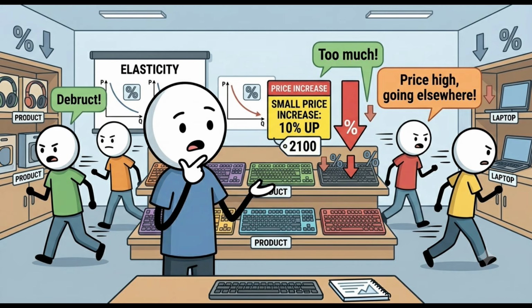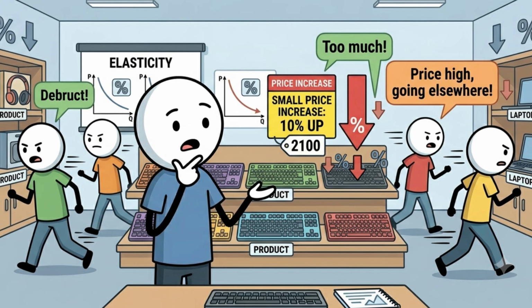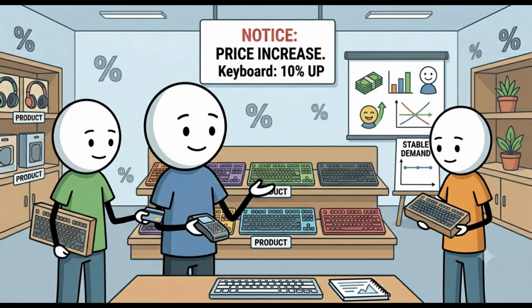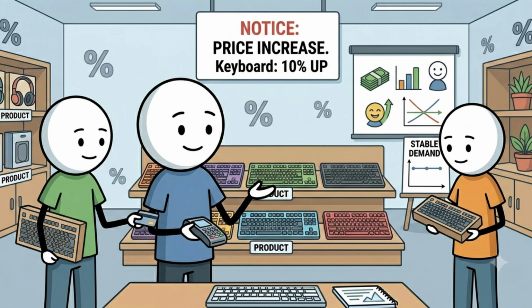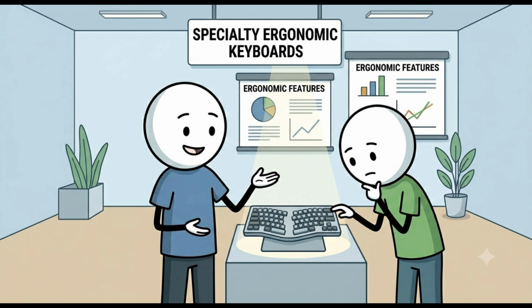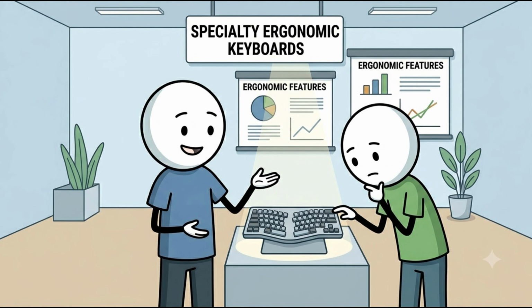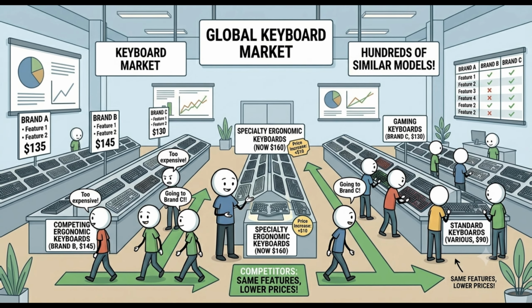We begin with the price elasticity of demand. This measures how much the quantity demanded of a good responds to a change in the price of that good. It is calculated as the percentage change in quantity demanded divided by the percentage change in price. If the quantity demanded changes substantially in response to a small price change, we say the demand is elastic. If the response is slight, the demand is inelastic.